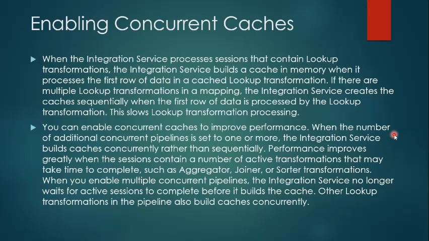You can enable concurrent cache to improve performance. When the number of additional concurrent pipelines is set to one or more, the Integration Service builds cache concurrently rather than sequentially. Performance improves greatly when the session contains a number of active transformations that may take time to complete, such as an aggregator, joiner, or sorter. When you enable multiple concurrent pipelines, the Integration Service no longer waits for active transformations to complete before it builds the cache. Other lookup transformations in the pipeline also build cache concurrently.